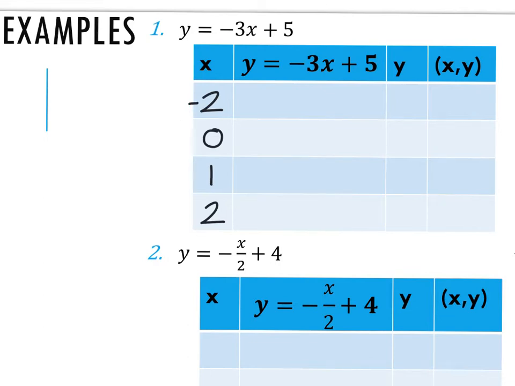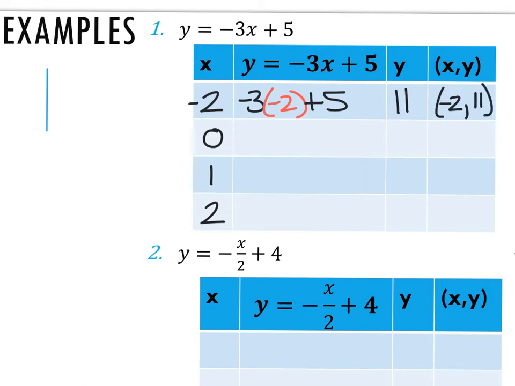So I'm going to take that -2, and where I see the x value, I'm going to replace it with -2. So I'm going to go -3 times -2 plus 5, and that's going to give me 11 for my answer. So my point is -2, 11.